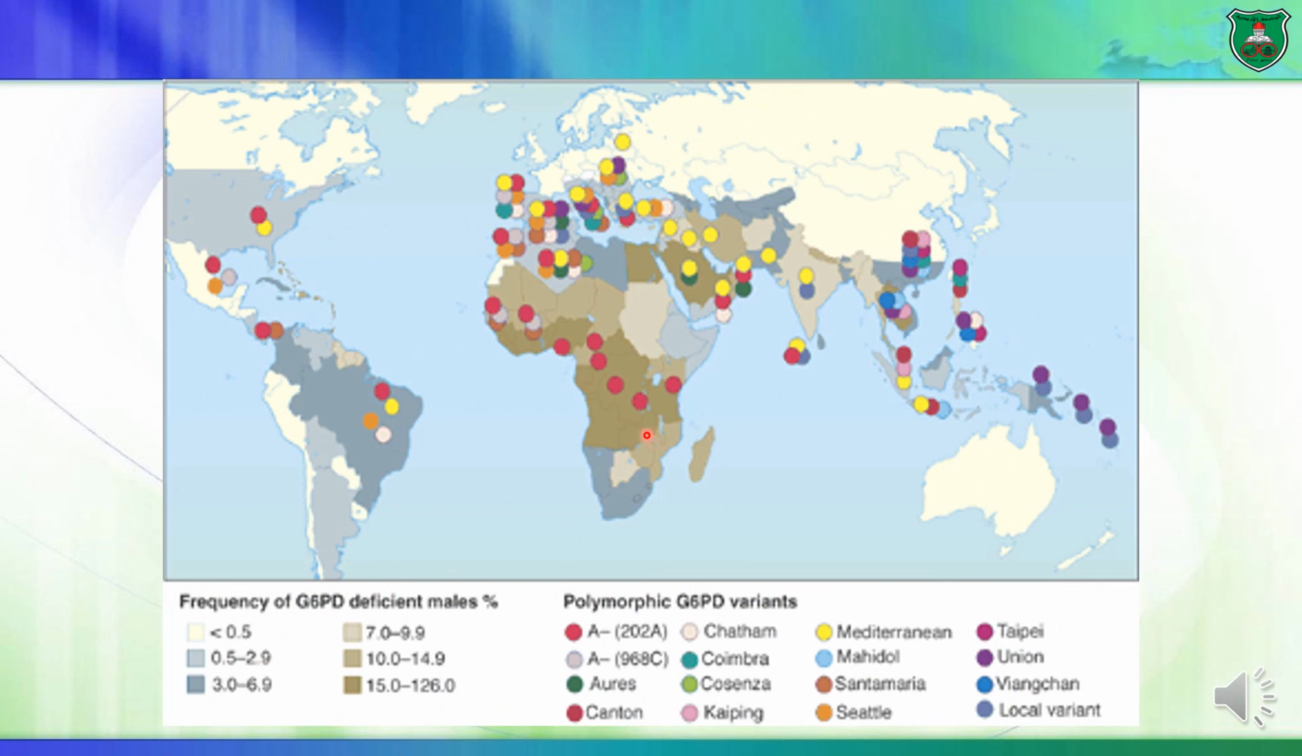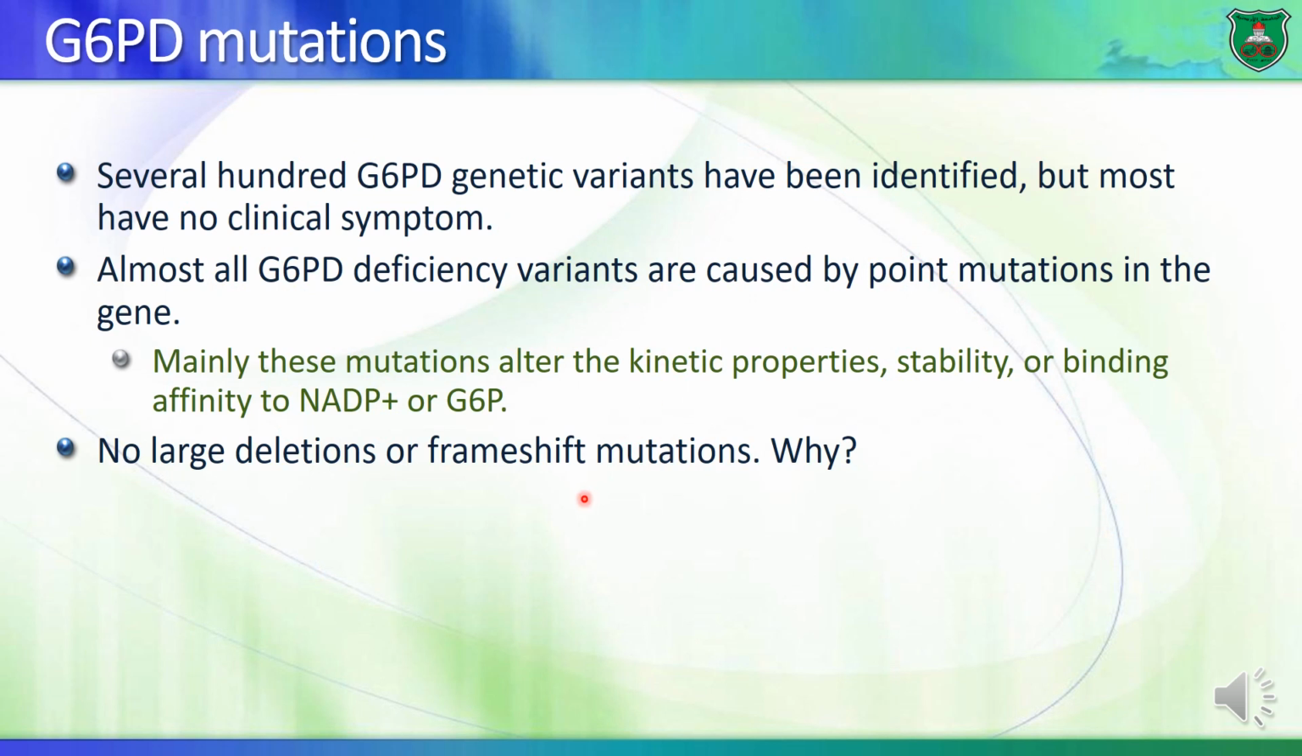Again, this is the distribution of the different types of glucose 6-phosphate dehydrogenase deficiency, and note the distribution of a certain type in the Old World, in the Middle East. So, deficiency of G6PD is related to single point mutations rather than deletions or frame shift mutations, and that tells you something about the importance of this enzyme not only for erythrocytes and red blood cells, but also for the whole individual.